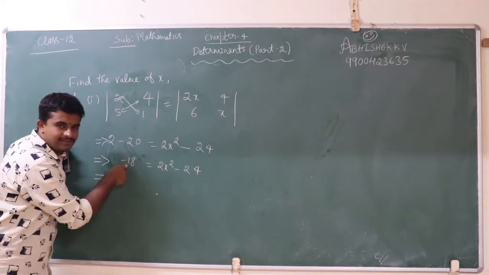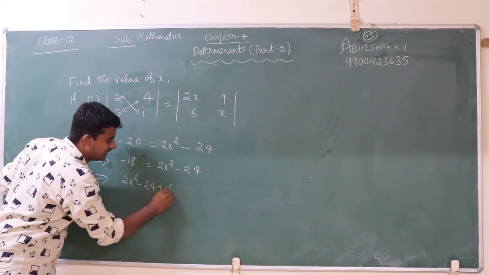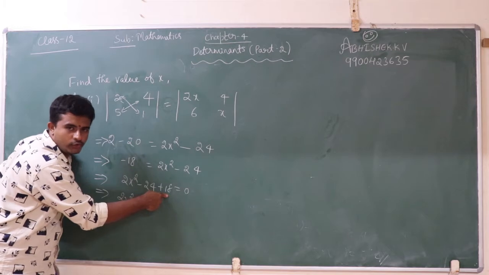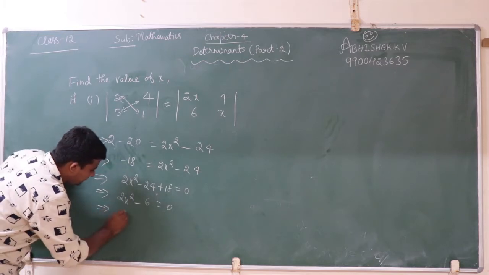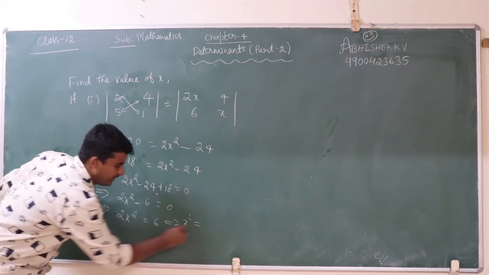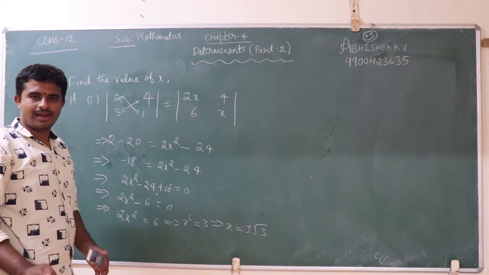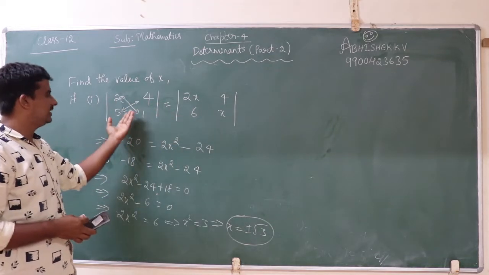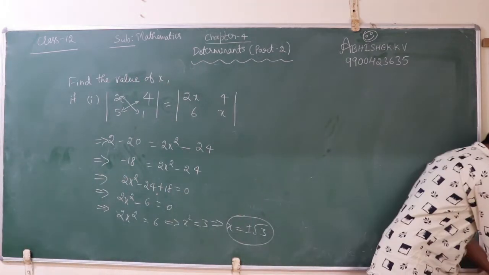Take this minus 18 to the RHS, then the equation becomes 2x square minus 24 plus 18 is equal to 0. This implies 2x square minus 6 is equal to 0. Then 2x square is equal to 6, so x square is equal to 6 by 2, which is 3. This implies x is equal to plus or minus root 3. All of you getting? This is how we find the value of x for the equality of determinants. If the examiner gives this type of question, you need to find the value of x. Is it clear? Then consider the next problem.